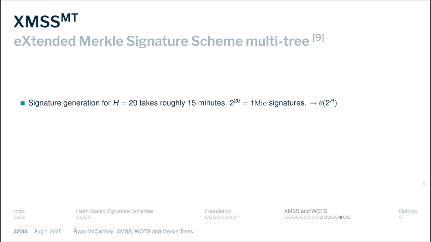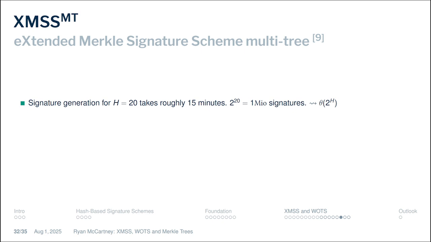Then for some variant of XMSS, we can look at the multi-tree variant. Again, we want to have 2 to the power of 60 many signatures to sign, so we have a virtually unlimited amount of signatures. And this takes roughly 15 minutes on a standard PC in 2015. And this means we have 1 million signatures. Okay, this is quite slow. If you want to generate this tree for 2 to the power of 60, you won't get finished until the heat death of the universe.